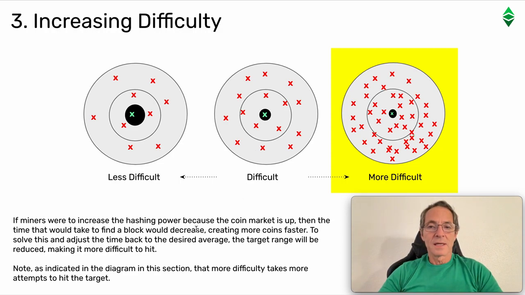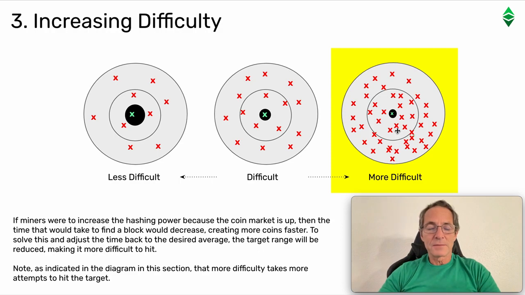If for some reason there's less hashing power because the market is down or some other economic condition, then the blocks are going to get longer, 15 seconds, 20 seconds, 30 seconds, as less computing power, less miners are in the network. So in this case, you see here that the difficulty is reduced because now the target is bigger. To hit the target here, the black area is bigger. So in general, because there's less mining power, it's going to take less attempts to hit the target. And the opposite happens when there's more hashing power.